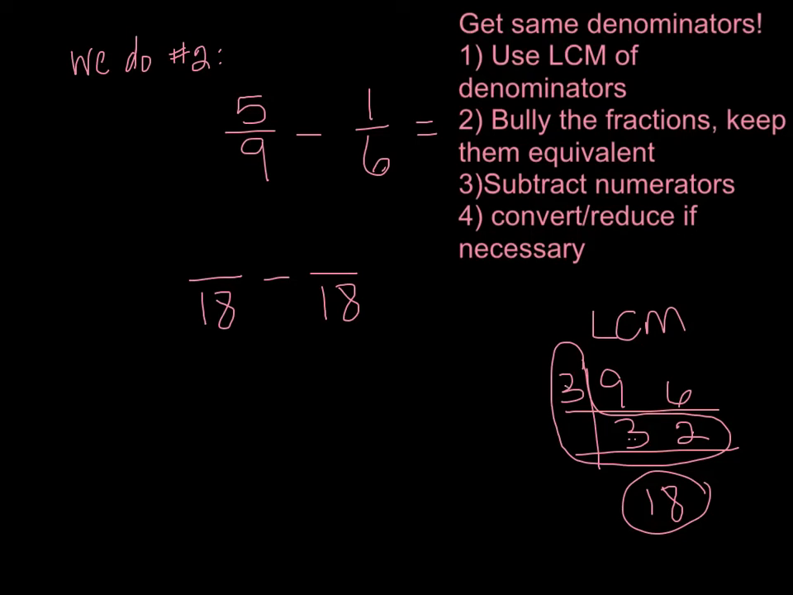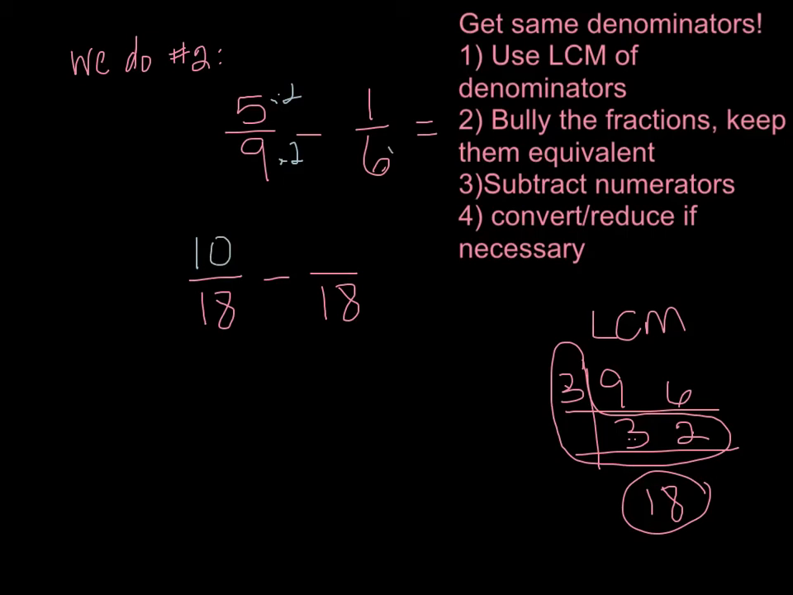Okay, so now I'm on step 2. I'll bully the fractions, make sure to keep them equivalent. So what do I do to a 9 to get him to become 18? Well, I would multiply him by 2. And I would do the same to his best friend. 5 times 2 is 10.